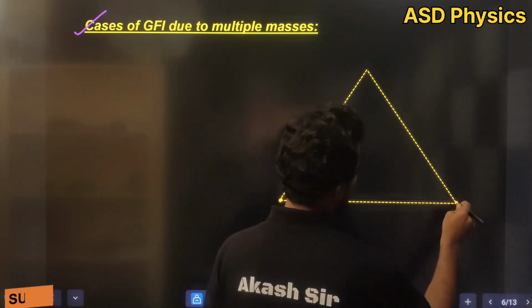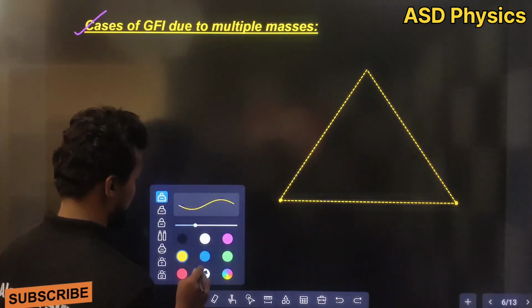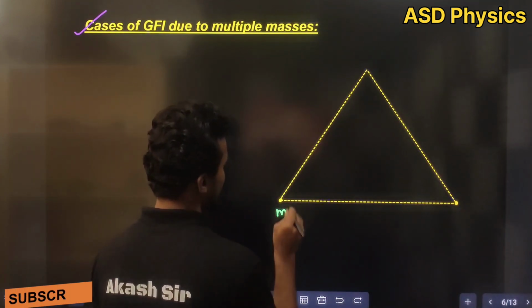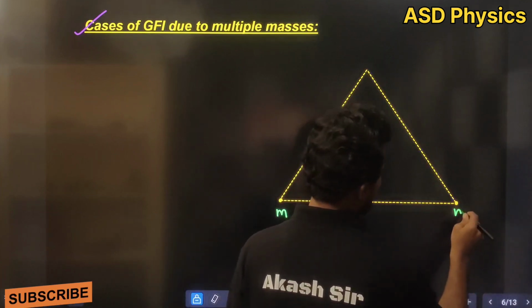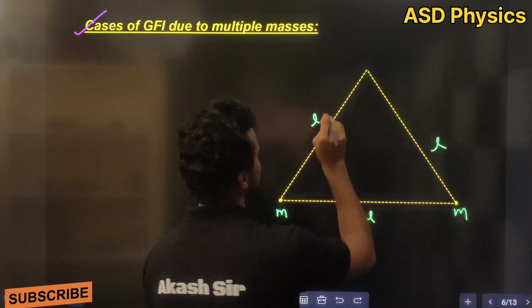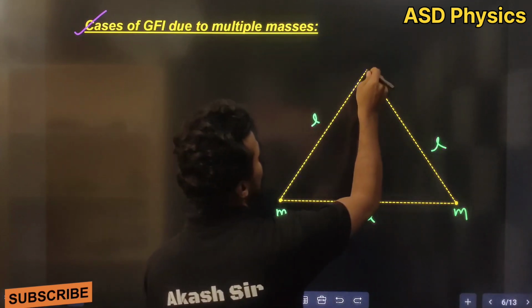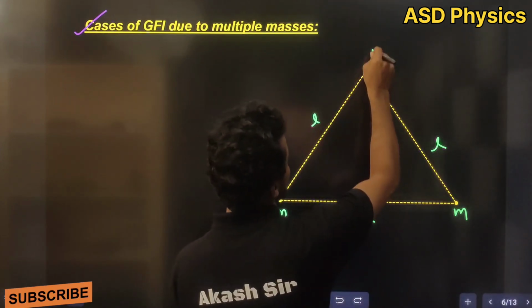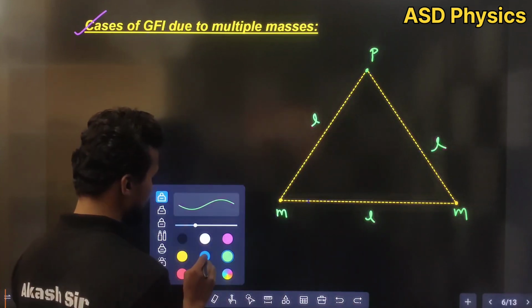Now here I have taken two masses. As of now, one mass was there; now I will take two masses. This is mass m and this is mass m. This distance is L, this distance is L, and this distance is L. I want to calculate the GFI at this point, and let's take this point as P. You know very well what the direction of the GFI is.